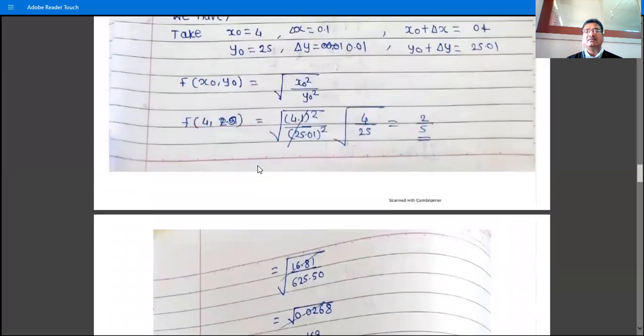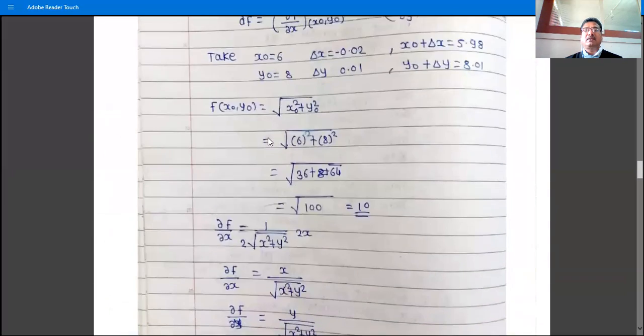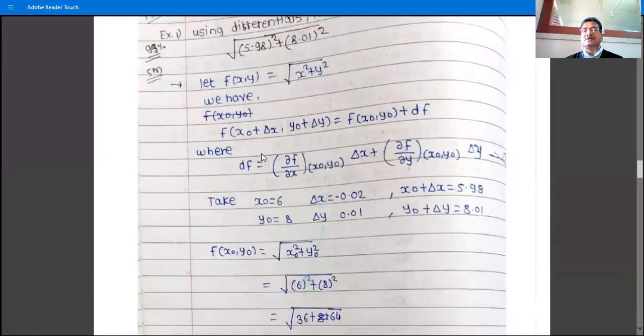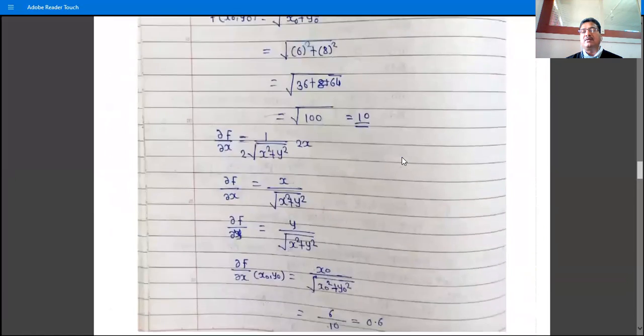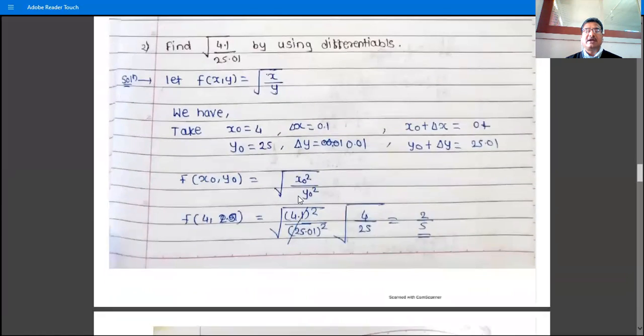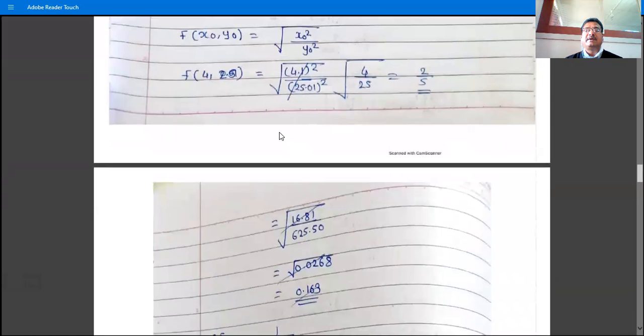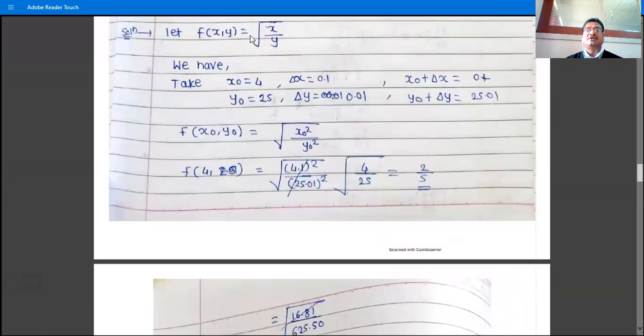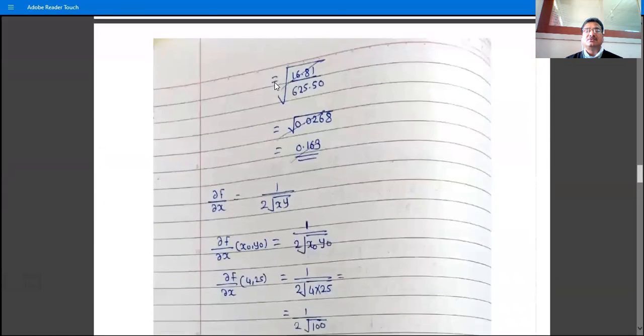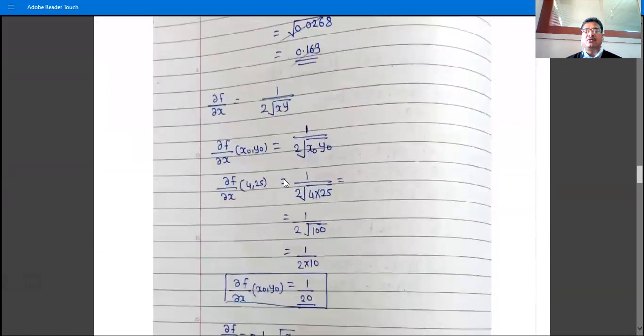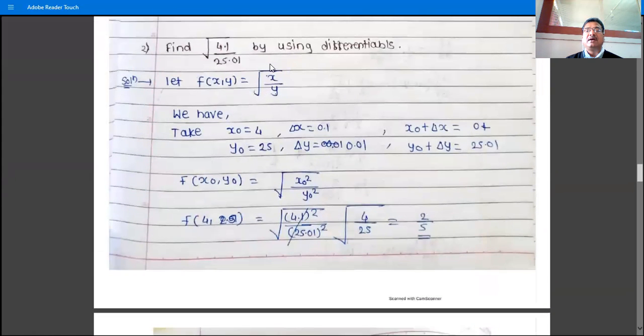And then find df. So the formula for df is this. First find ∂f/∂x, value at (x naught, y naught), and ∂f/∂y, value at (x naught, y naught). So what is ∂f/∂x? The function is root x by root y. So the derivative with respect to x means 1 by root y is constant, right? First 1 by root y. And the derivative of root x is what? 1 by 2 times root x.